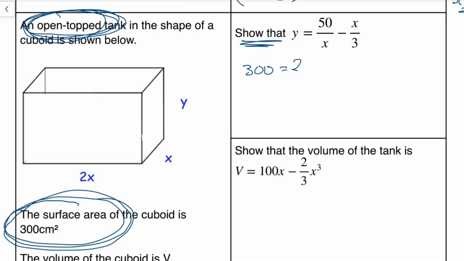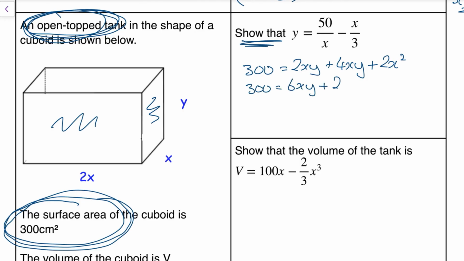So it's going to be 2 lots of xy, which are the sides, plus a front and a back, which is 2xy times 2, which is 4xy, plus the bottom, and there's only a bottom, there's no top, which is 2x times x, which is 2x squared. Let's collect together first. So that means that 300 is equal to 6xy plus 2x squared. I'm trying to do y equals, so I want to rearrange this.